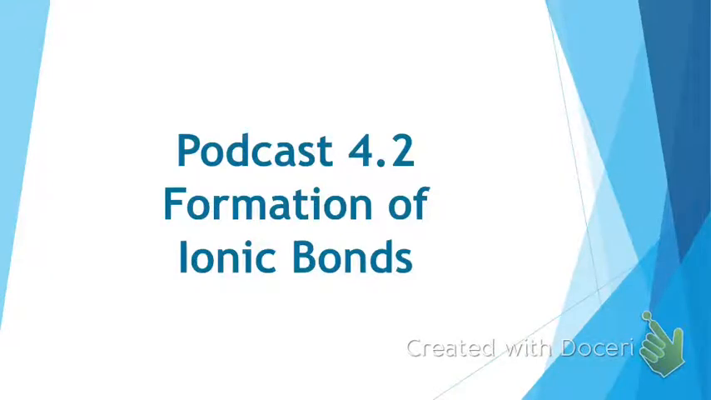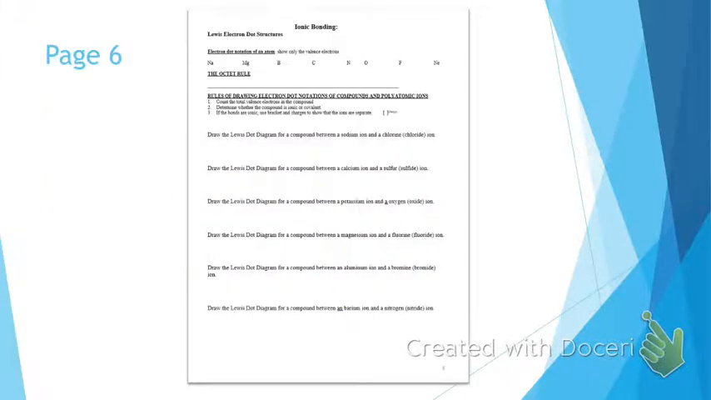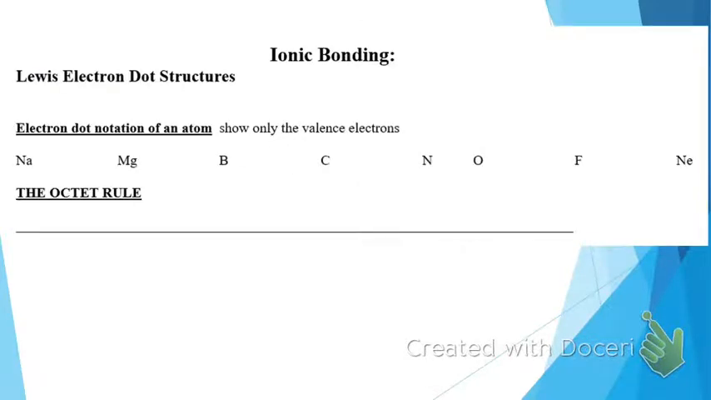Okay, so this podcast is going to focus on the actual process of forming ionic bonds. As we've talked about before, ionic bonds are formed when electrons are transferred. And so we're going to fill out page 6 that goes over how they're transferred, how they're moving. And it's really important that they are moving from one atom to another. So we're going to use Lewis dot structures in order to help us illustrate this.